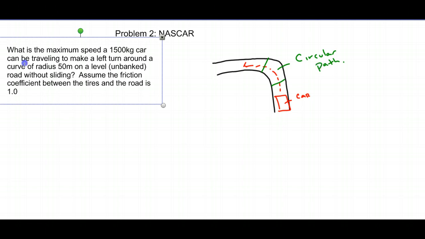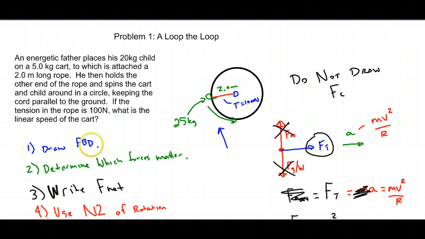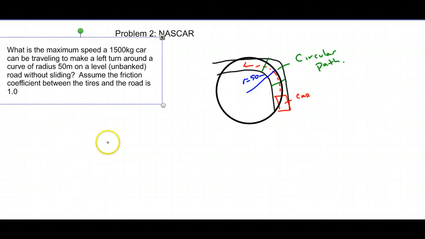Now, the curve of radius 50 meters, that means that if I were to make this whole thing a circle, and it would lie along this, that would mean that this radius right here, r, was equal to 50 meters. So let's take a look. We have step one, which is to draw our free body diagram.